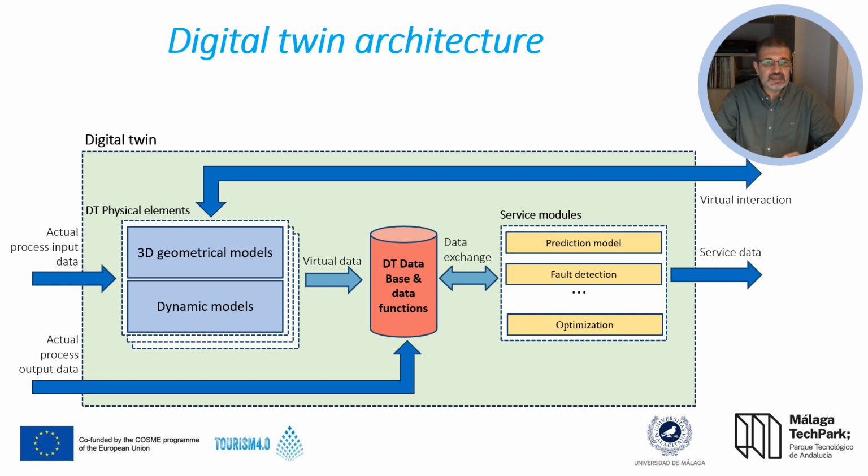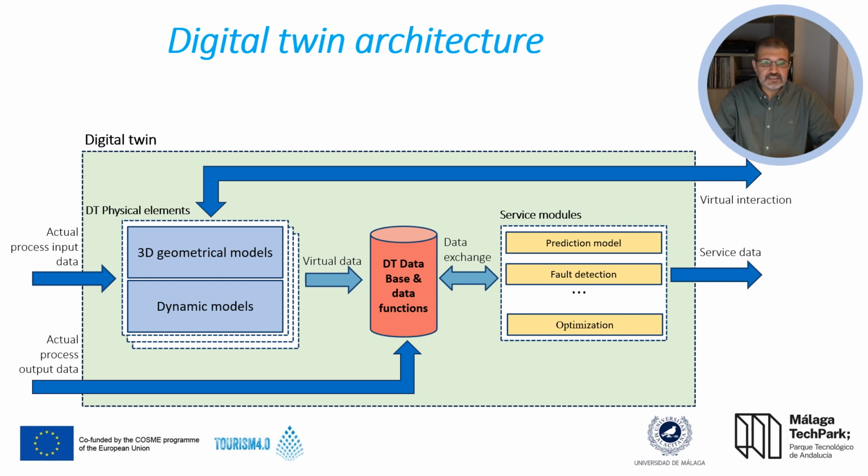Inside of the digital twin there are three components. The first one on your left are the models of the real system. That is the real digital twin of the physical elements of the system that we want to represent. These physical elements are modeled by two models. The first one is 3D geometrical models in order to represent the real system in a virtual world, and the second one is the dynamic models, that is the behavior of the real system.